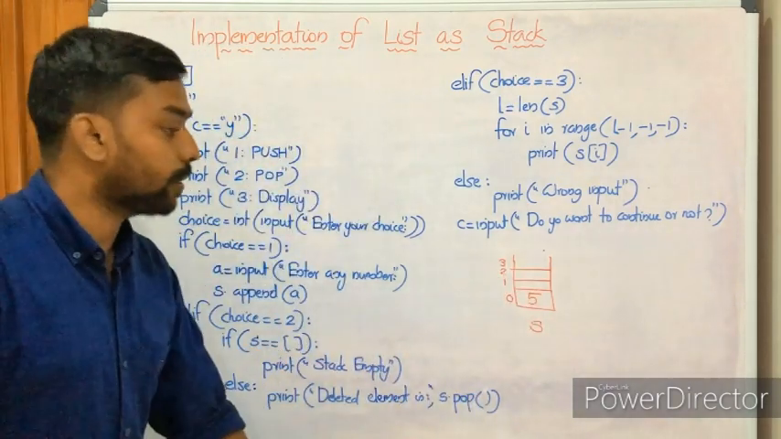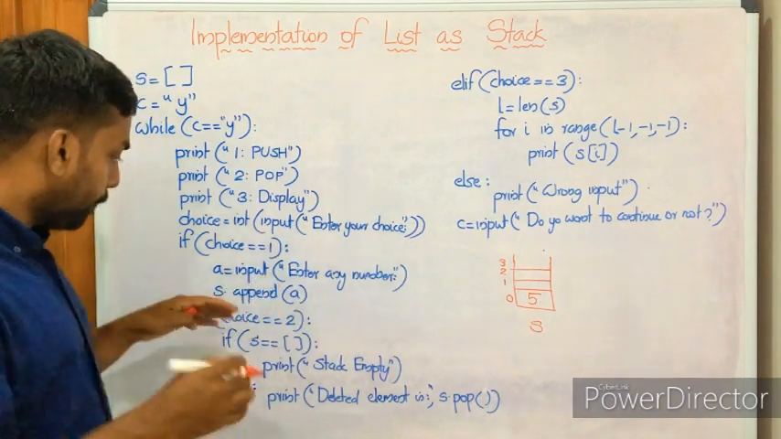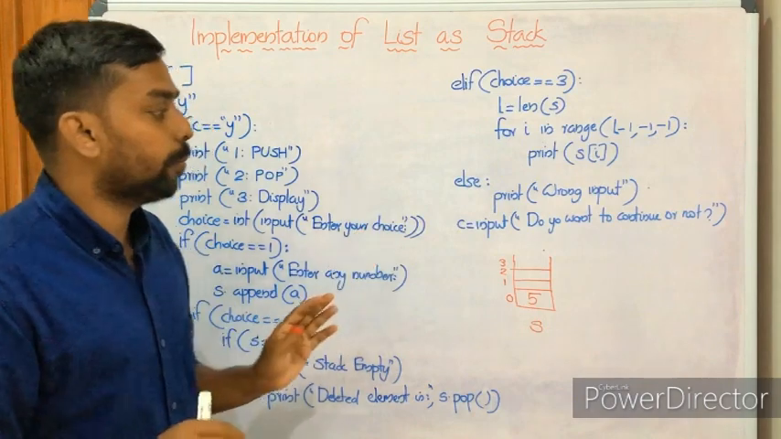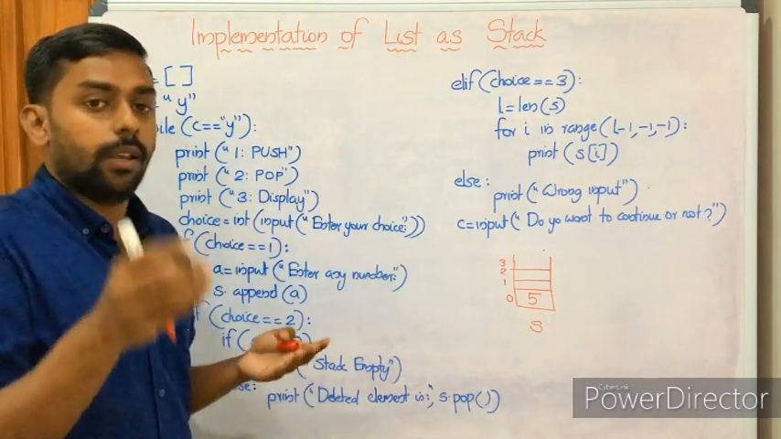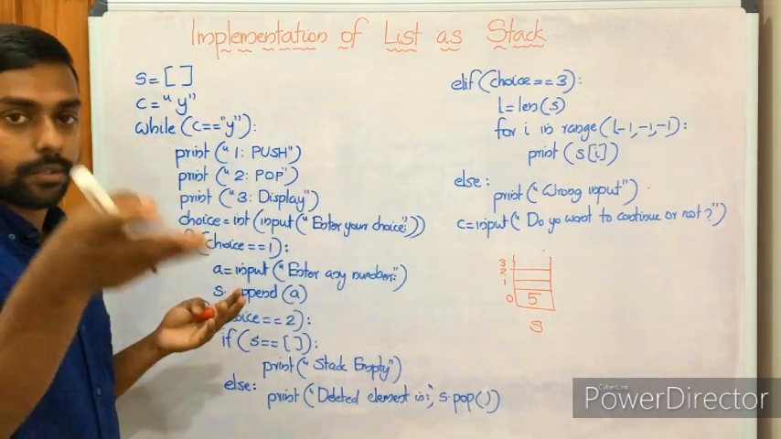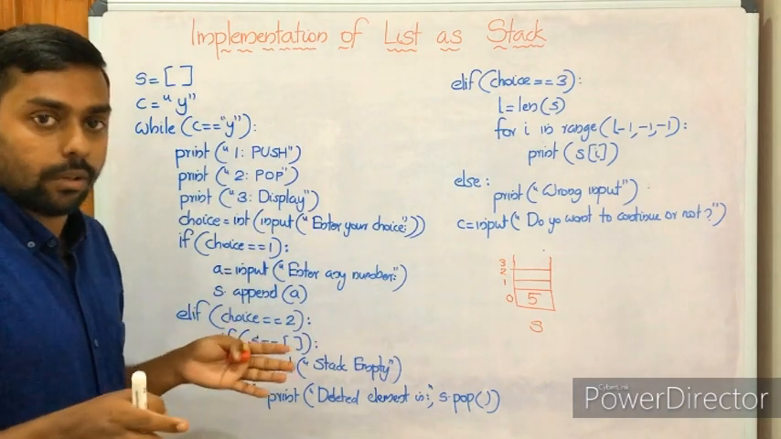Yes, so this is our stack. We have inputted 5 first. Then, if that works, finally it moves to c equal to input of "do you want to continue". Suppose we initialize c with the same y. Y means it checks y, and we can enter the loop again to perform any operation out of these 3.